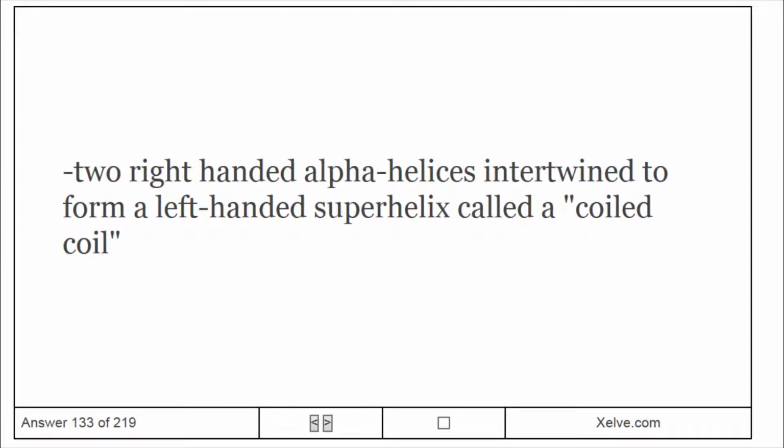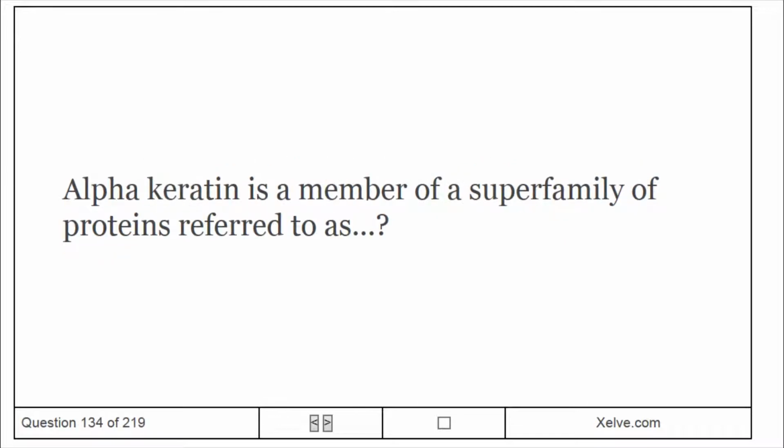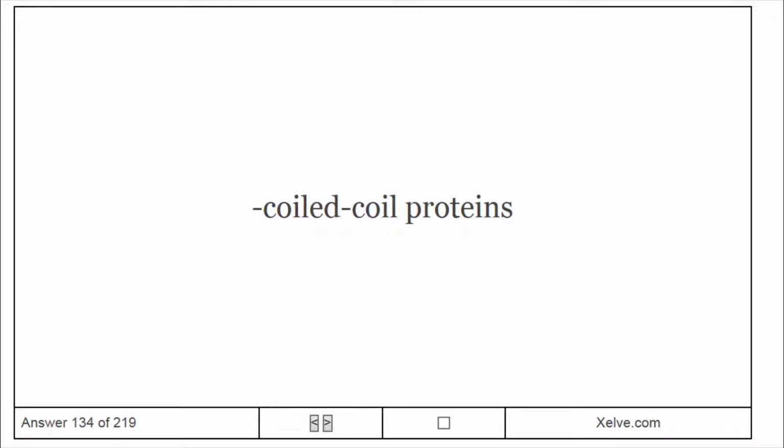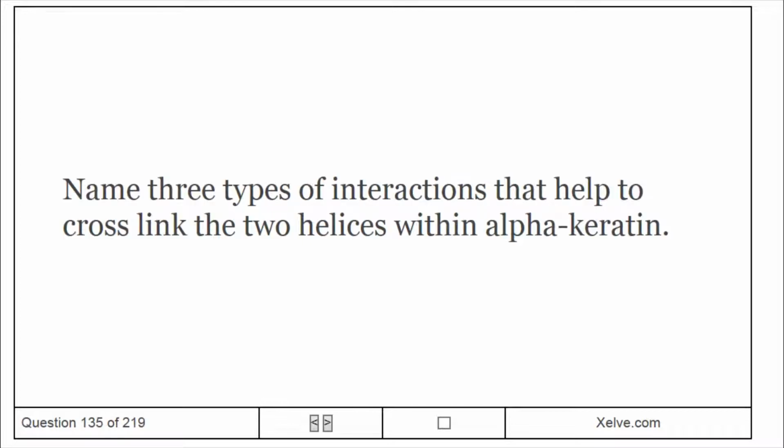Two right-handed alpha helices intertwine to form a left-handed superhelix called a coiled coil. Alpha-keratin is a member of a superfamily of proteins referred to as coiled coil proteins. Name 3 types of interactions that help to cross-link the two helices within an alpha-keratin.